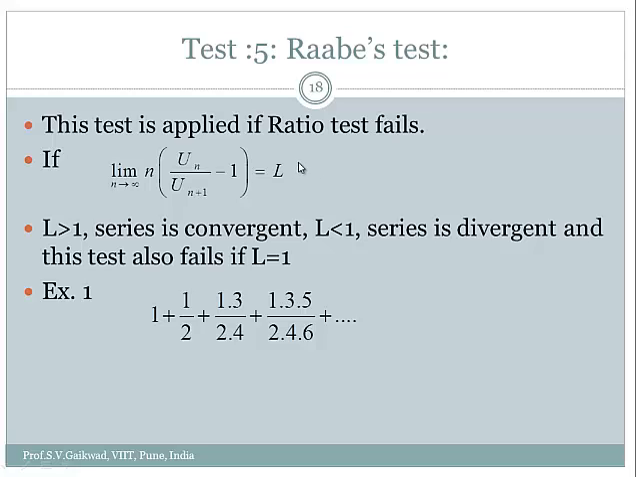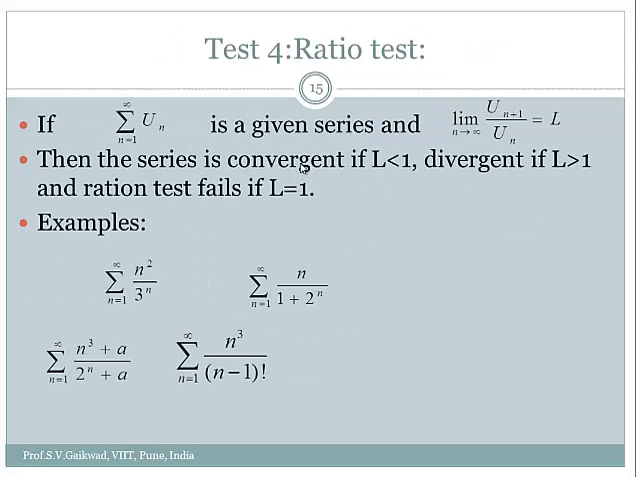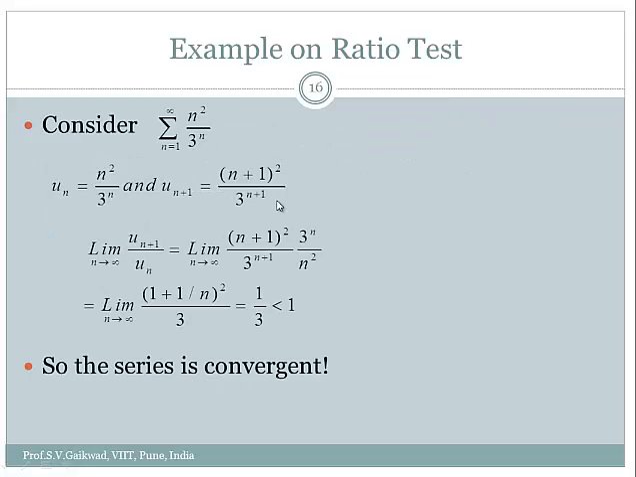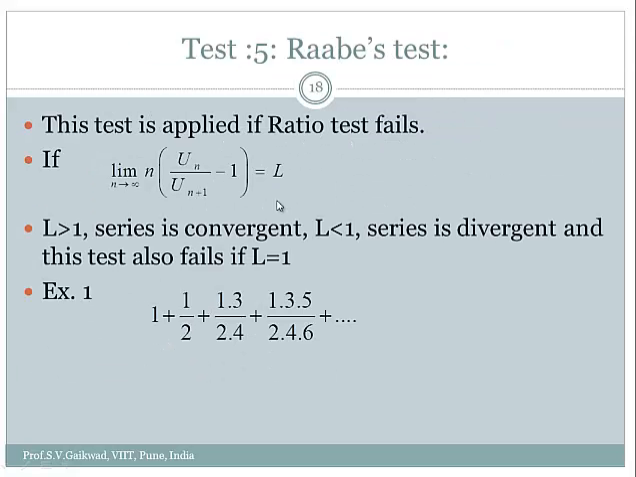Next is Raabe's test. This test is applied if ratio test fails. We have seen in ratio test there, if limit is equal to 1, this ratio test fails. So in that case we will apply the Raabe's test here. To apply Raabe's test, we will find limit of un upon un plus 1 minus 1 into n as n tends to infinity. If this limit is greater than 1, series is convergent. Limit less than 1, series is divergent. And this test again fails if limit is equal to 1.